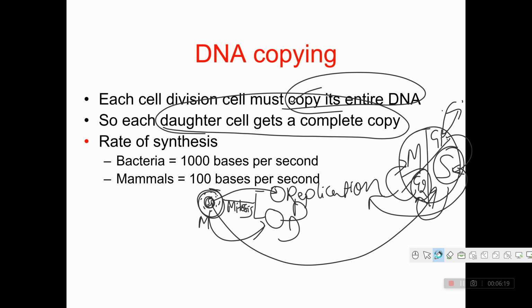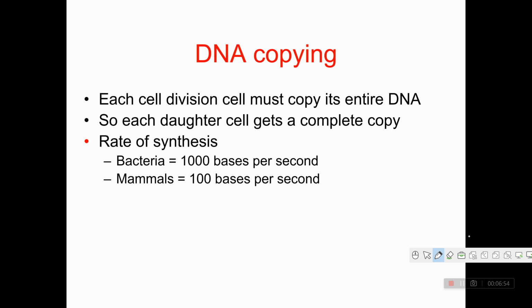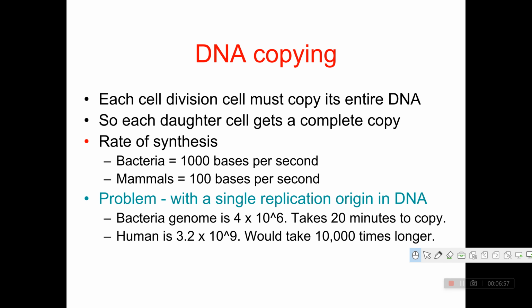What is the rate of synthesis? In bacteria, 1000 bases are synthesized per second. In mammals, 100 bases are synthesized per second. Okay? Remember this. In bacteria, in 1 second, 1000 bases will be synthesized, but in mammals, in 1 second, 100 bases will be synthesized. So the rate of synthesis in bacteria is higher as compared to mammals.